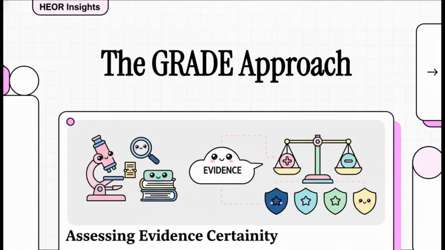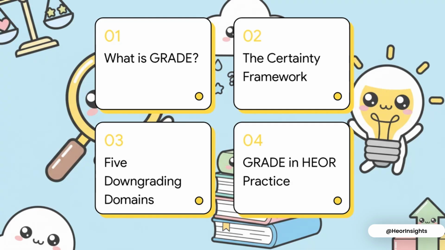Today, we're diving into a really fundamental topic, the GRADE approach. This is all about how we assess the certainty of evidence, which, as you'll see, is absolutely crucial in our field. So, here's our game plan. We'll start with the basics. What exactly is GRADE? Then we'll get into its certainty framework. After that, we'll walk through the 5 key reasons you might downgrade evidence. And finally, we'll tie it all together and see how GRADE works in the real world of HEOR.